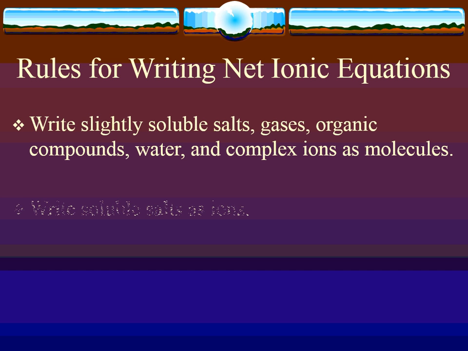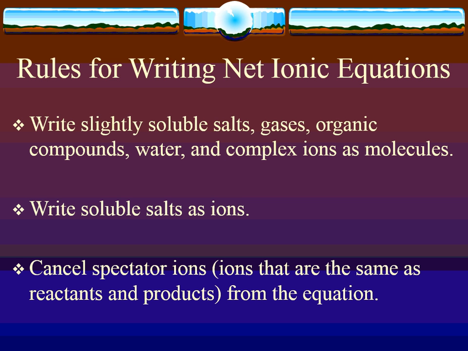So a couple of rules for writing net ionic equations. First one is that you write slightly soluble salts, gases, organic compounds, water, and complex ions as molecules. And then you write soluble salts as ions. You cancel spectator ions. These are the ions that are the same on both the reactant and the product side. We'll go through some examples with them.